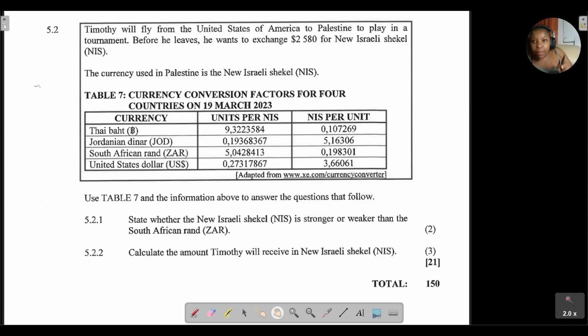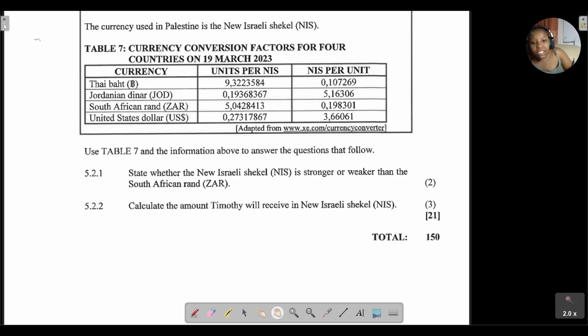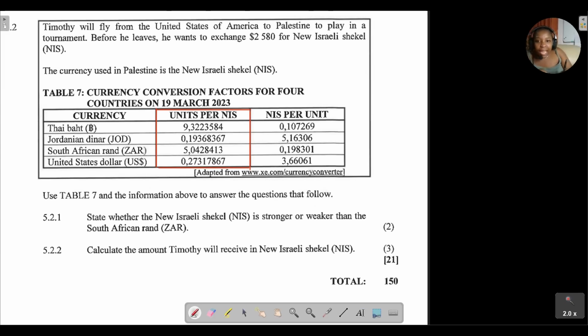Timothy will fly from the United States of America to Palestine to play in a tournament. Before he leaves, he wants to exchange $2,580 for the new Israeli shekel. The currency used in Palestine is the new Israeli shekel. Now, what is meant here? What is happening in this table? If they say units per NIS, how can I interpret this? How can I understand that? It basically says these are the units divided by 1 NIS.